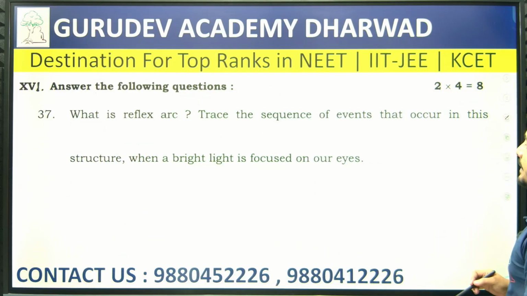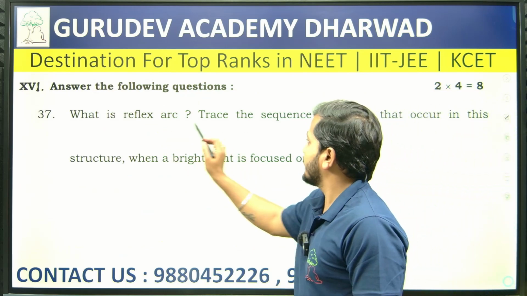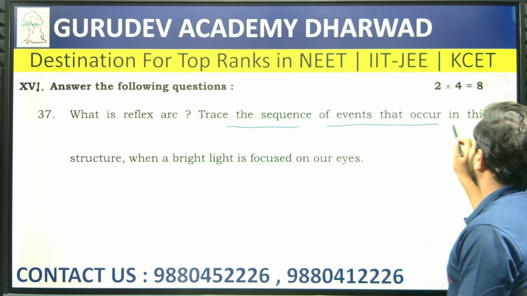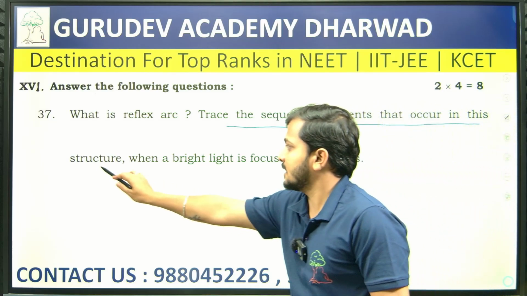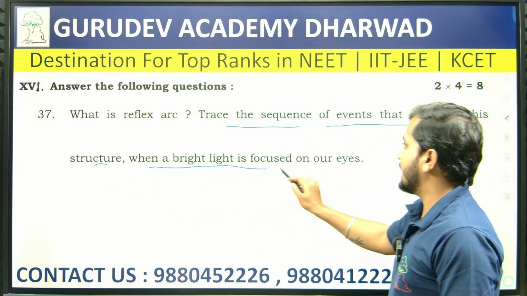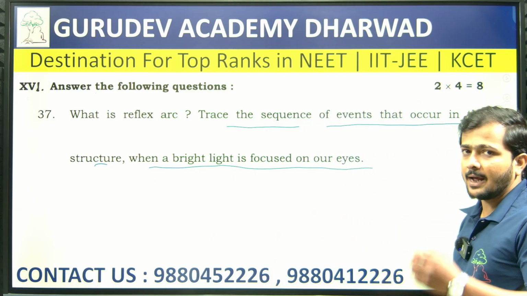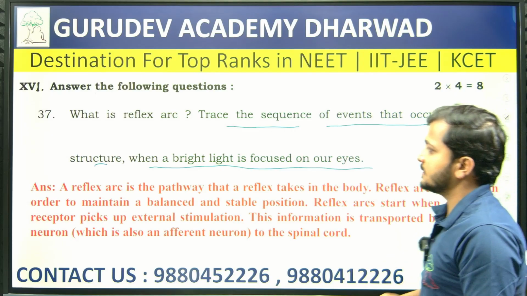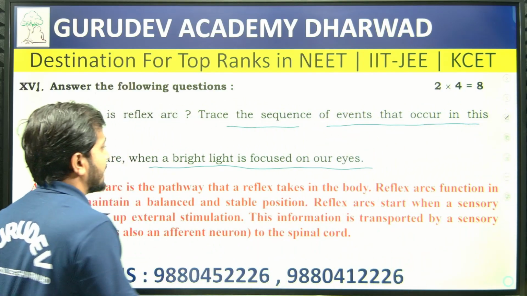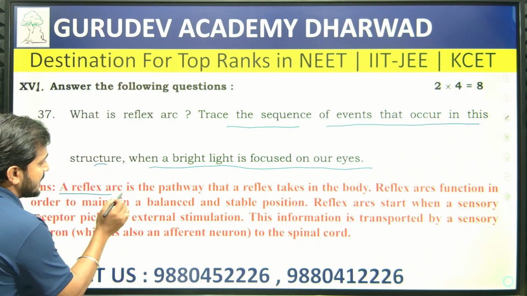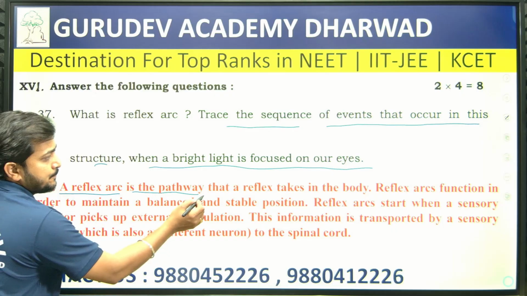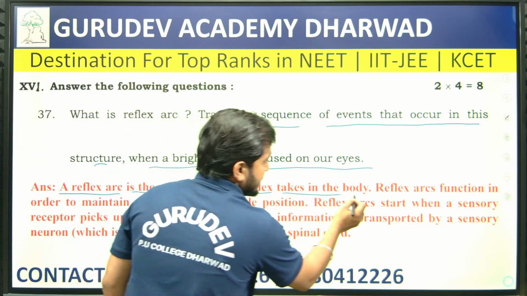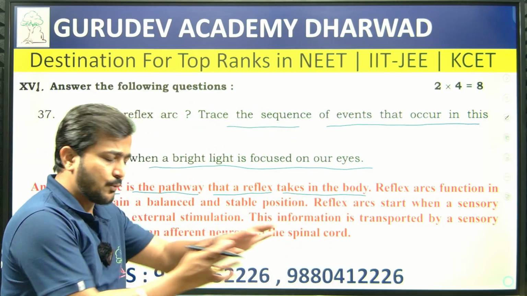Then next, what is actually a reflex arc? Trace the sequence of events that occur, with respect to the structures, when bright light is focused on our eye, and how our reflex is going to act. Consider what this particular reflex arc is. This reflex arc is the pathway that a reflex takes in the body. It's a pathway actually.